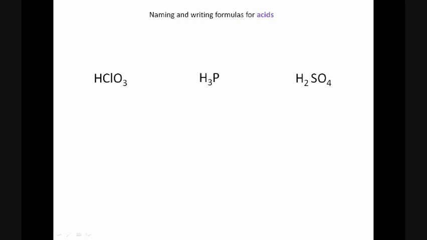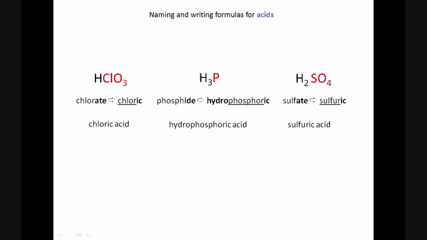Here are 3 examples to try. Write the names of each of these formulas. Here are the answers. And here's some extra information to help you understand how you can find those names.